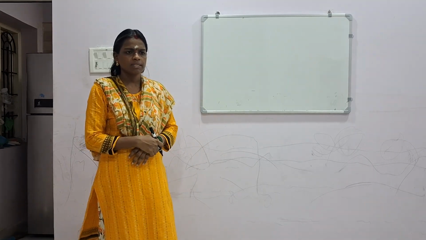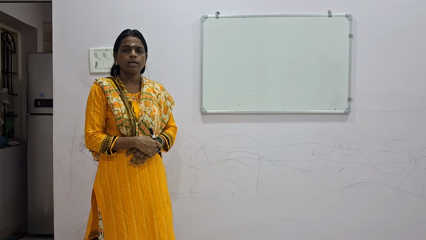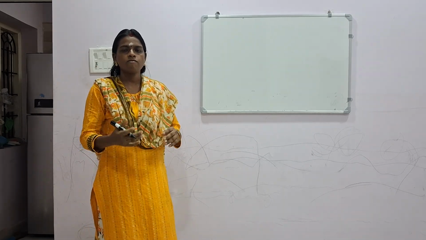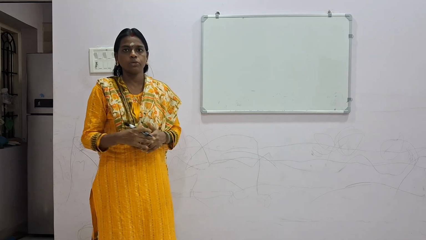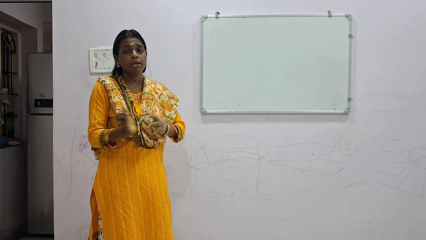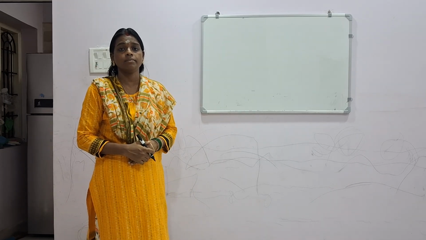In the previous classes we studied regarding the aristocracy, landlords and the making of nationalism in Europe, and all this information we studied in the previous class. Today we are going to continue the next side reading, which is placed in your CBSE standard book.